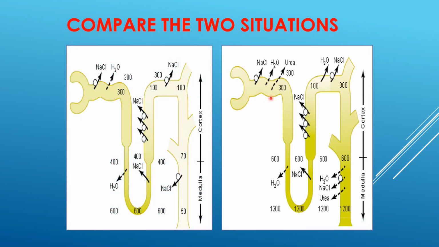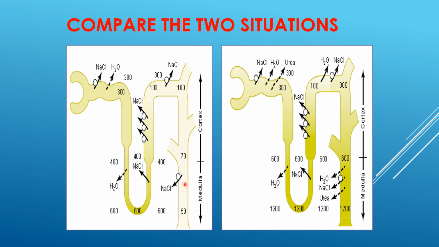So these are the two situations. One is diluted urine and one is concentrated urine. As you can see, there is a color change here because it is concentrated. So the osmolarity is increased to 1200 compared to the starting 300. And here the osmolarity has decreased, from 300 to only 50.